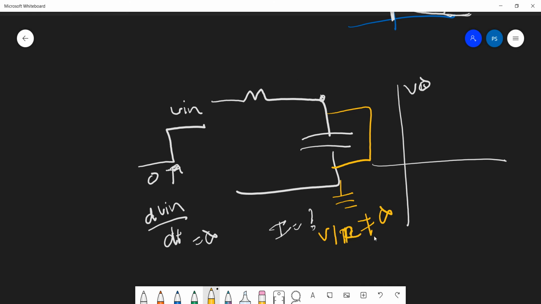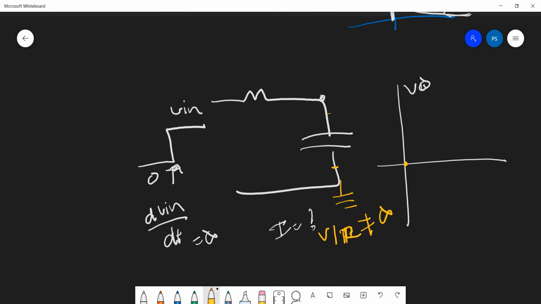So can the capacitor charge instantaneously? The answer is no. So it will start at 0. It will start from its initial state and then start charging. Initially, at very high frequency, this is how you will analyze the system.